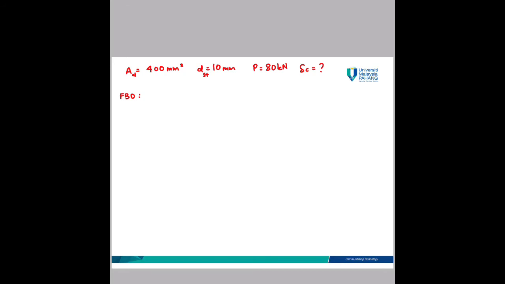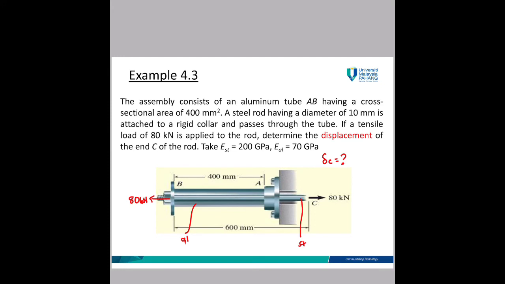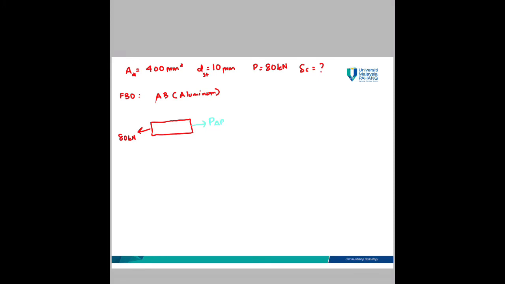First, for aluminium, segment AB, which is aluminium. And then this is 80 kN. To make it equilibrium, you have another force here, which I name as PAB or PBA. This one is PAB. How to calculate PAB? Again, summation Fx is equal to 0. To the right is positive. Then you have negative 80 plus PAB is equal to 0. Then PAB is equal to 80 kN.